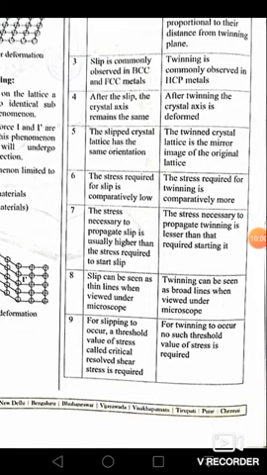The stress necessary to propagate slip is usually higher than the stress required to start slip, but the stress necessary to propagate twinning is lesser than that required for starting it. Once started, it is easy. You can easily observe that twinning is easy once it is started, but slip is difficult once it is started. Now, the slip can be seen as thin lines when viewed under the microscope, but twinning can be seen as broad lines when viewed under a microscope.